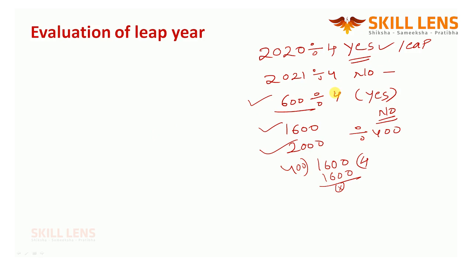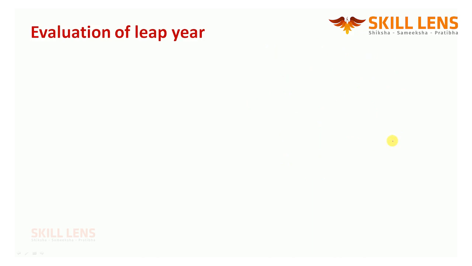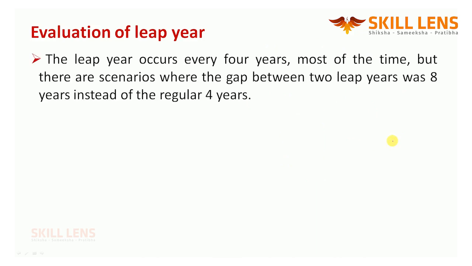So here the important point is this. Any year which is a century year should definitely be divisible by 400. Then only that year is called a leap year. Otherwise that year is not going to be a leap year. So those are the points I am explaining here.